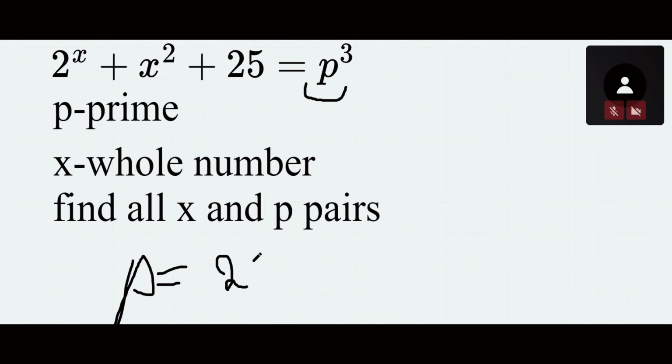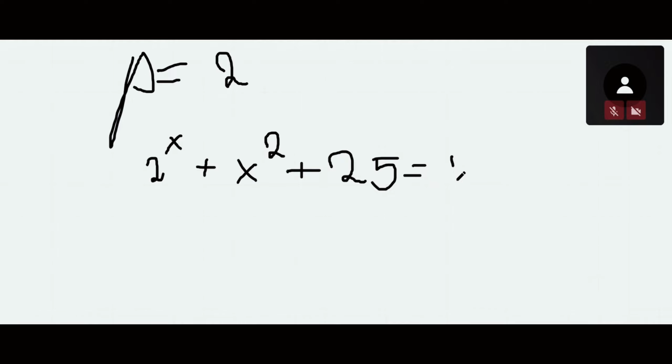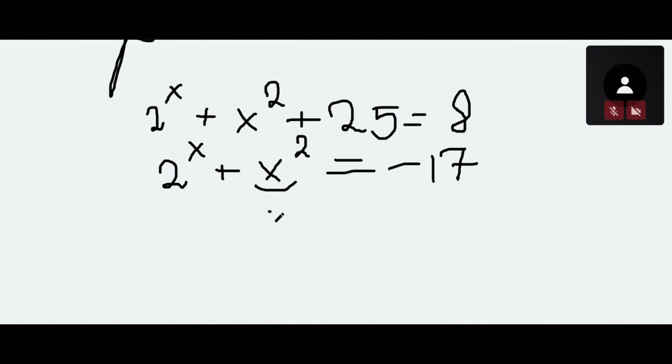Let's check if p is equal to 2. 2 to the power of x plus x squared plus 25 is equal to p cubed, which is 8. Now if we subtract, 2 to the power of x plus x squared is equal to negative 17. And x squared is a square number, so it's always positive. And 2 to the power of x is a whole number.